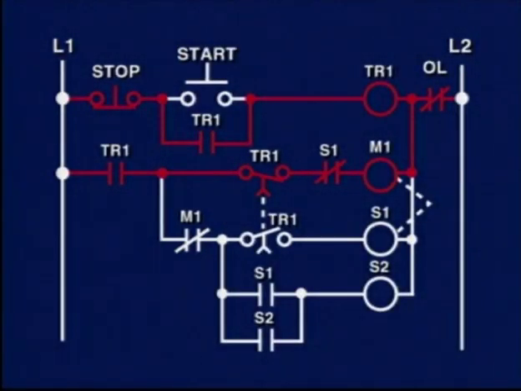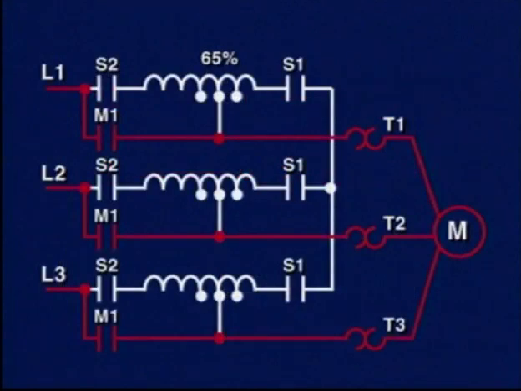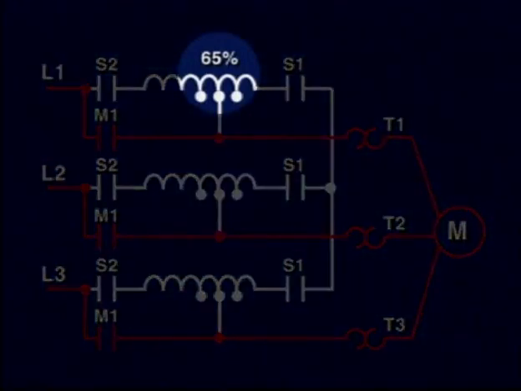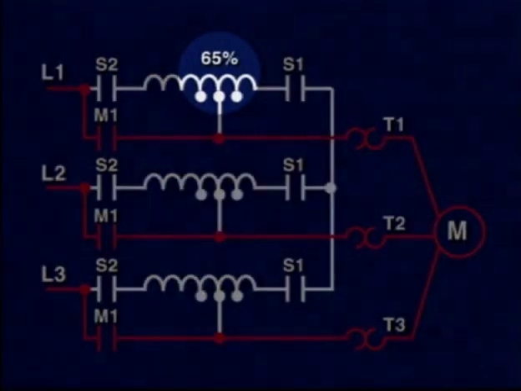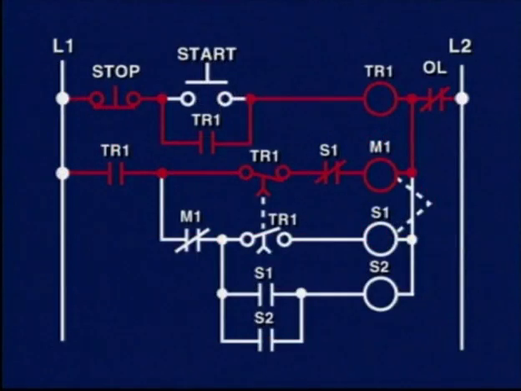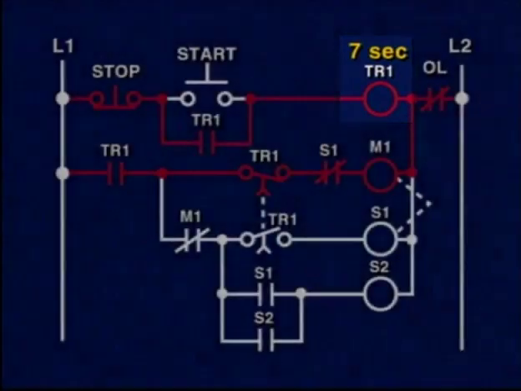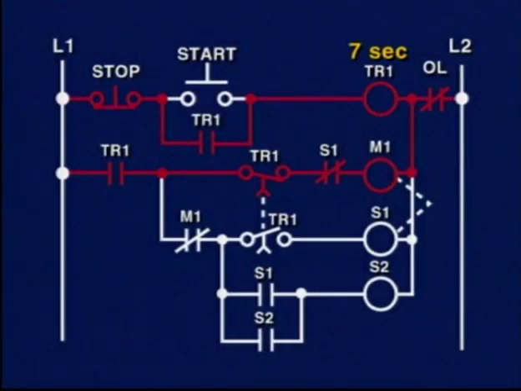Note that the motor starter contactor M1 and the starting S1 contactor are shown mechanically interlocked. The autotransformer is usually set for 65% tap at the factory, while the timing relay is set at around 7 seconds for the reduced to full voltage transition. This timing can obviously be adjusted in the field.